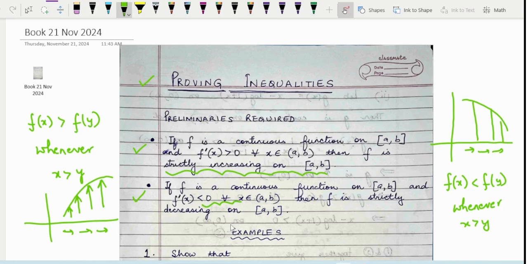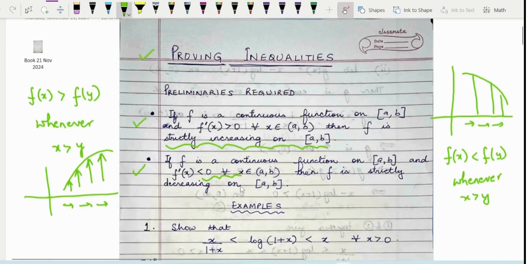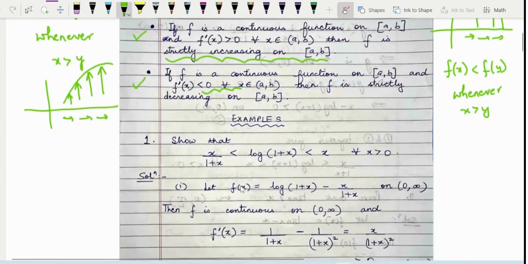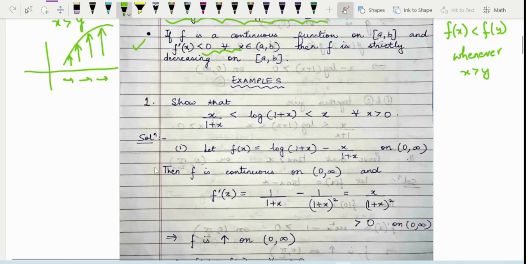So you just check the sign of the derivative. If the derivative is positive, it's increasing. If derivative is negative, it's decreasing. So let's use these concepts for proving certain important inequalities which exist in subintervals of R. Look at the first example. You have to show that x upon 1 plus x is less than log(1 plus x) is less than x whenever x is greater than 0.